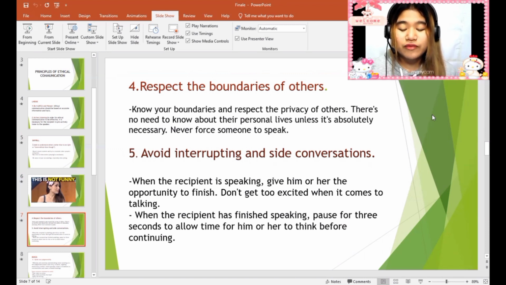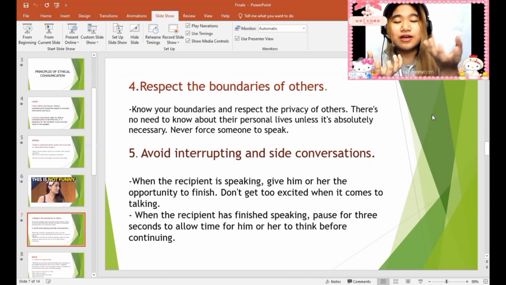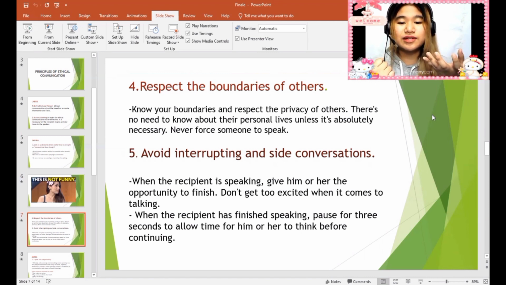So when the recipient has finished speaking, pause for 3 seconds to allow time for him to think before continuing. So for example, the two of you is done talking, or the partner is talking, you have to let him finish first and then pause for maybe 2 to 3 seconds, because this partner might say something again. All right? So it doesn't mean that he or she already stopped.